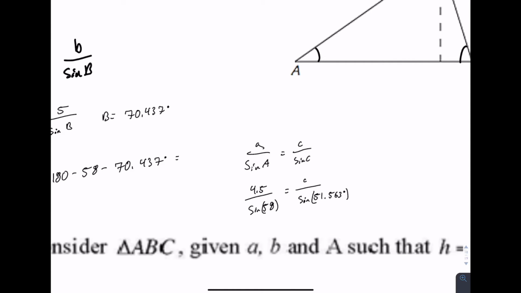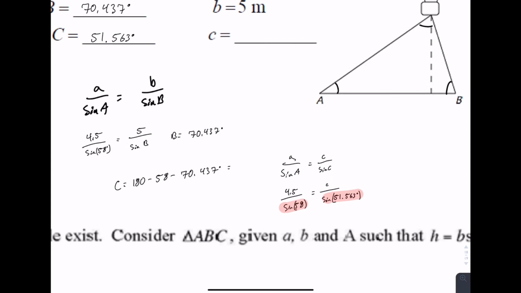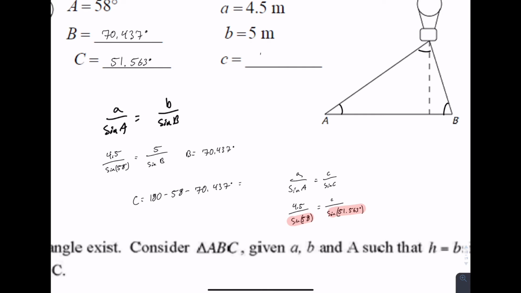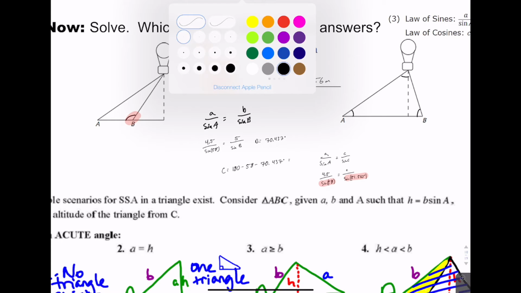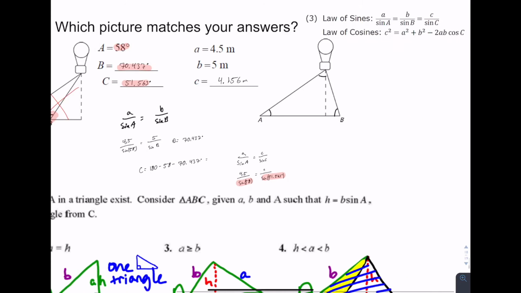You solve this however you want. I recommend you just figure out the values of these, and then solve for c using basic algebra on your calculator. So after you do all that, c equals 4.156 meters. And now notice how all of these, 58, 70, 51, are all smaller than 90 degrees. Well, this one has an angle that's bigger than 90 degrees, so this is bad. This one does not work. So our answer is the one on the right.